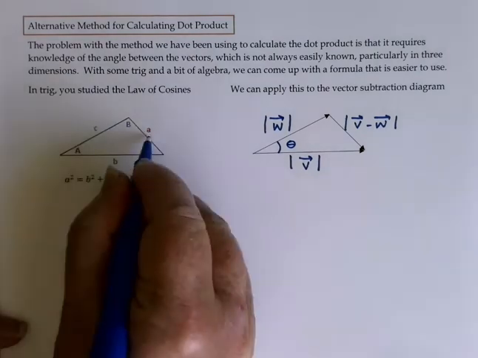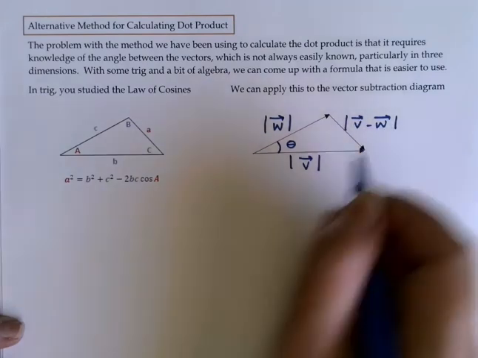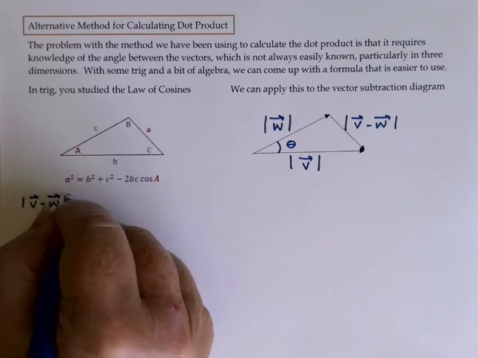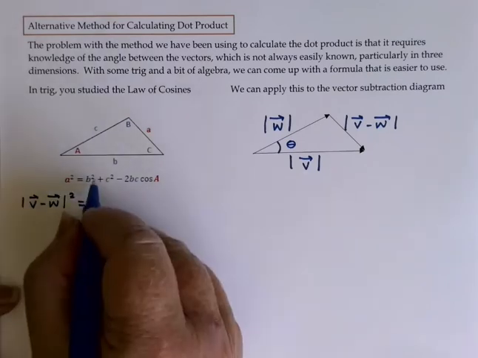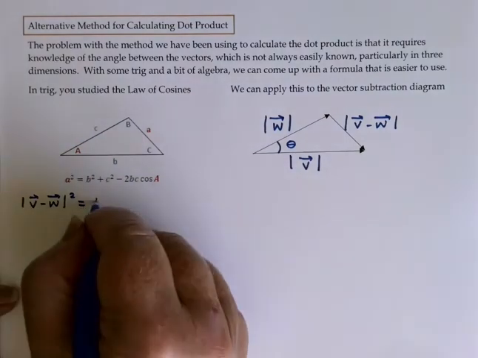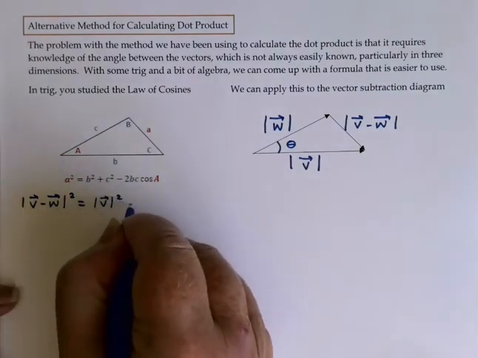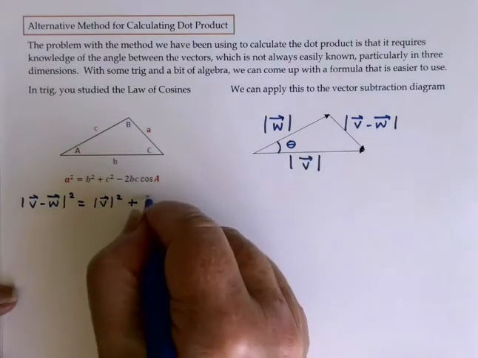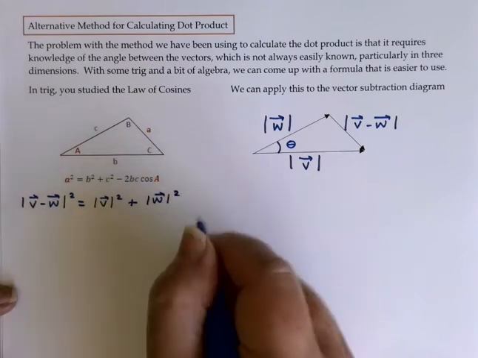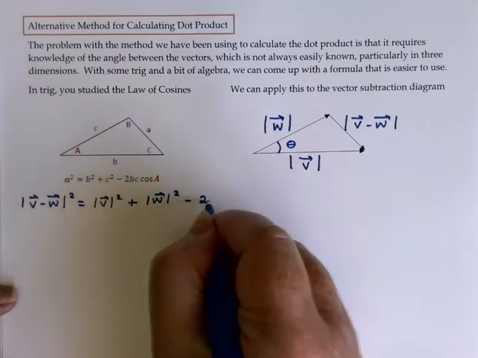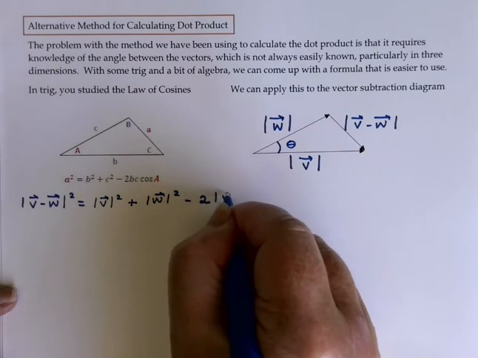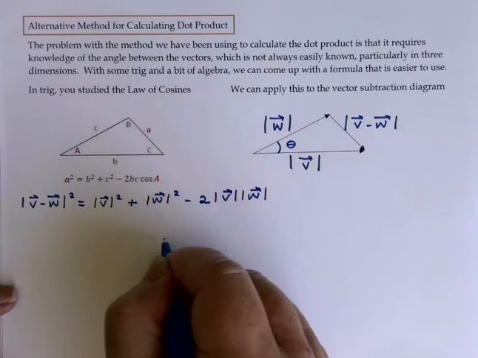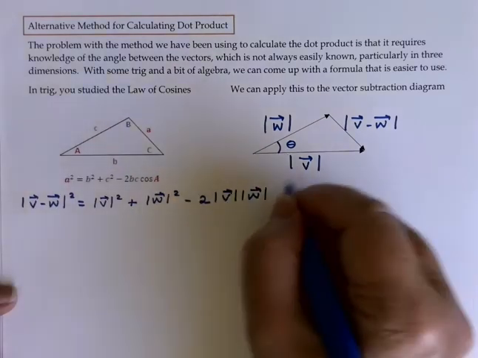So let's see, a squared, that would be the magnitude of v minus w squared. B squared, that's going to be the magnitude of v squared, plus c squared, the magnitude of w squared, minus 2b, which is magnitude v, c, which is magnitude w, cosine a, which for us is cosine theta.